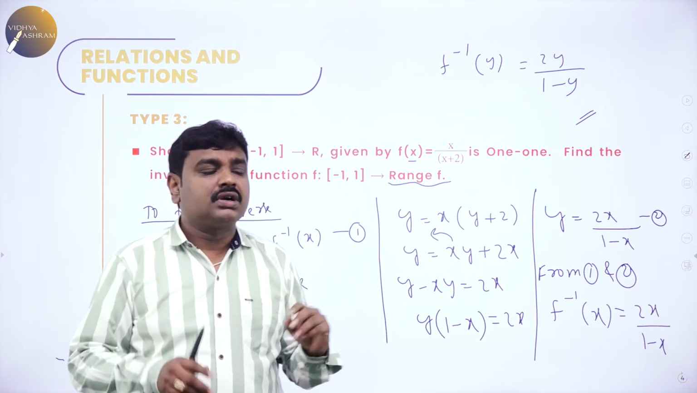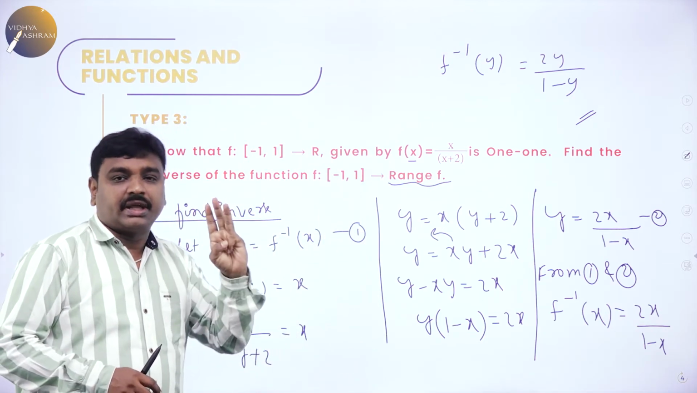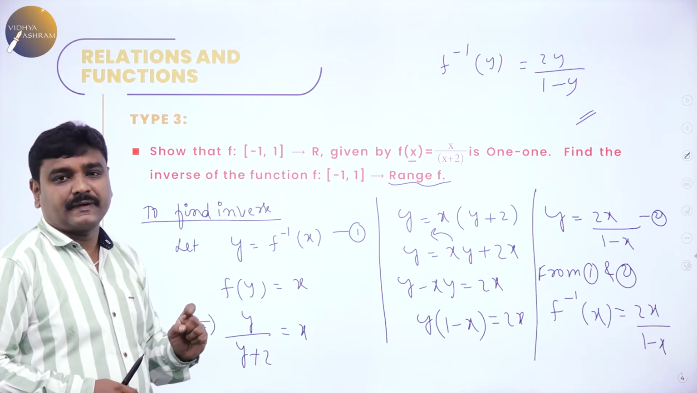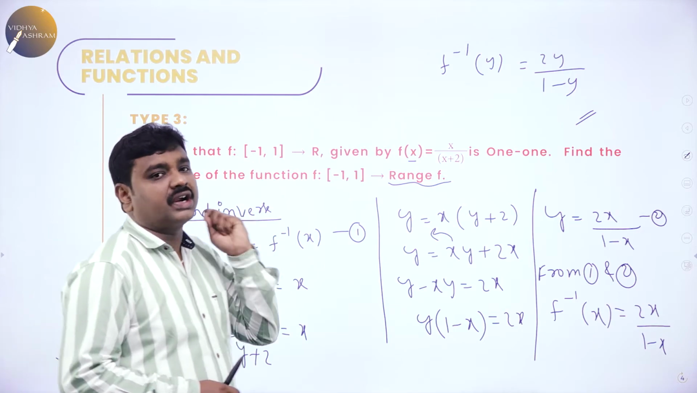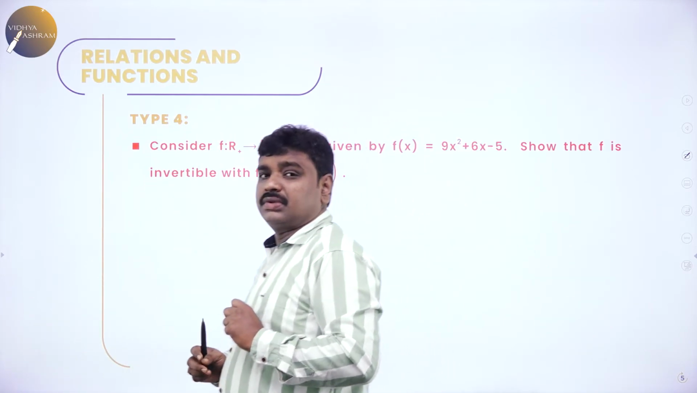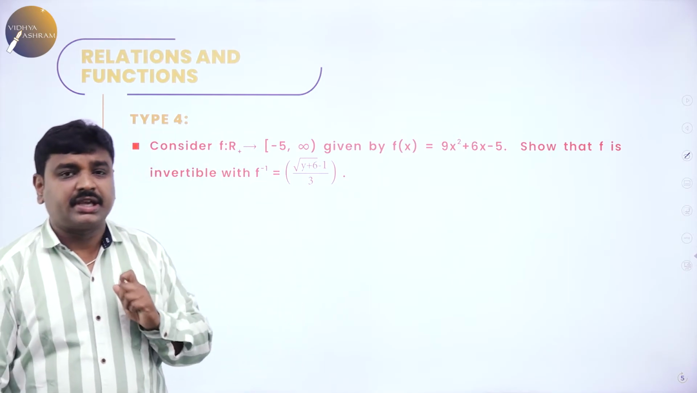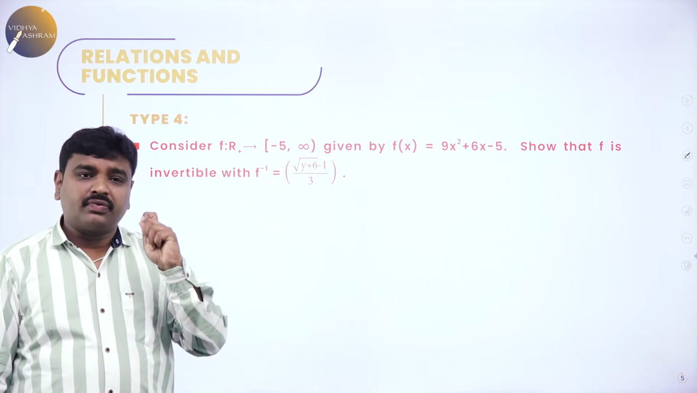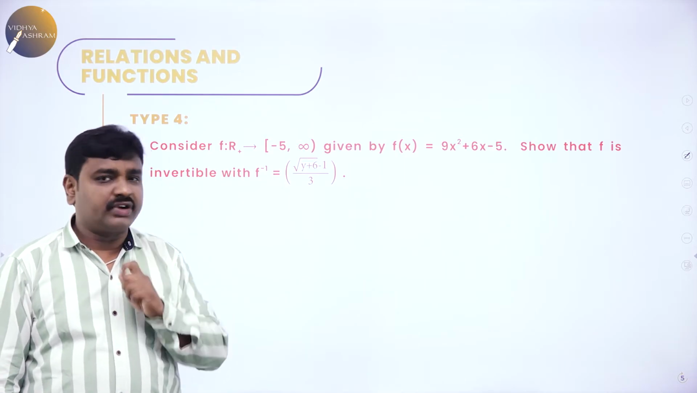Now we have covered 2 problems, 3 types. First the linear equation 4x plus 3, then degree 2, then this. Now we'll go to the quadratic equation, which is lengthy and important. Now this is the last type, where we have a complete quadratic equation. We need to prove one-one, we need to prove onto, then we need to find the inverse.